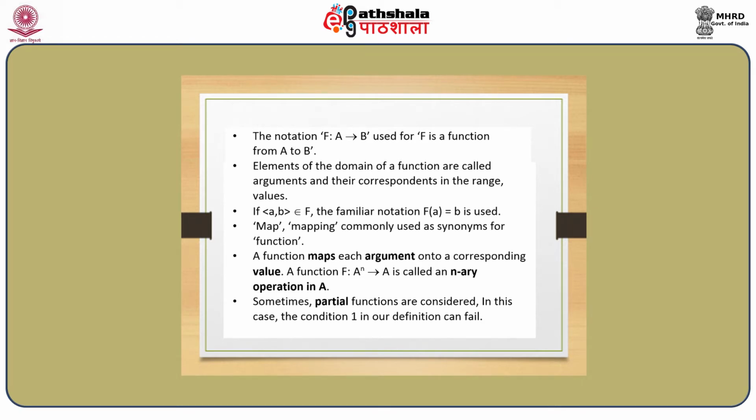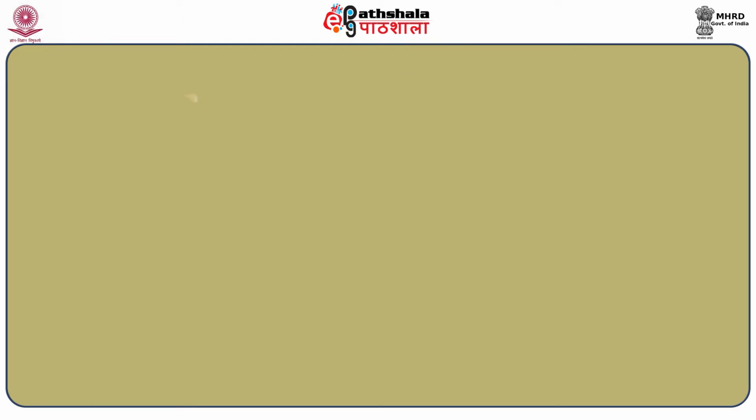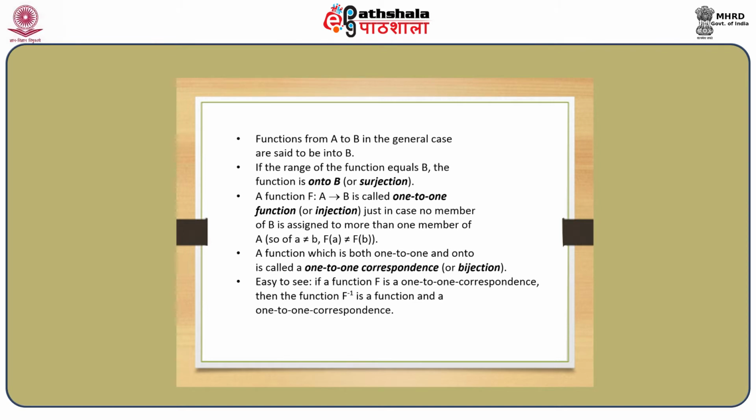A function f from A to the power n to A is called an n-ary operation in A. Sometimes partial functions are considered. In this case, the condition 1 in our definition might fail. Some terminology now. Functions from A to B in the general case are said to be into B. If the range of the function equals B, the function f is onto B or a surjection.